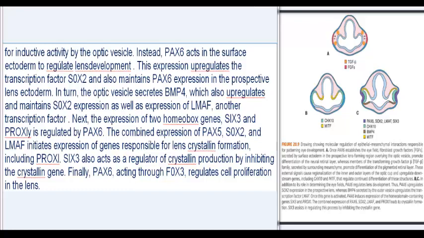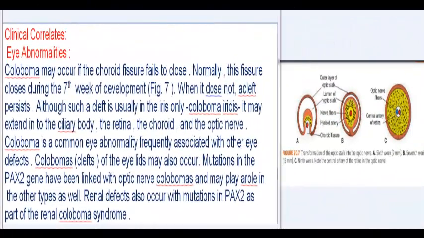Finally, PAX6, acting through FOXE3, regulates cell proliferation in the lens. Clinical correlates: eye abnormalities. Coloboma may occur if the choroid fissure fails to close. Normally, this fissure closes during the 7th week of development, Fig. 7. When it does not, a cleft persists.